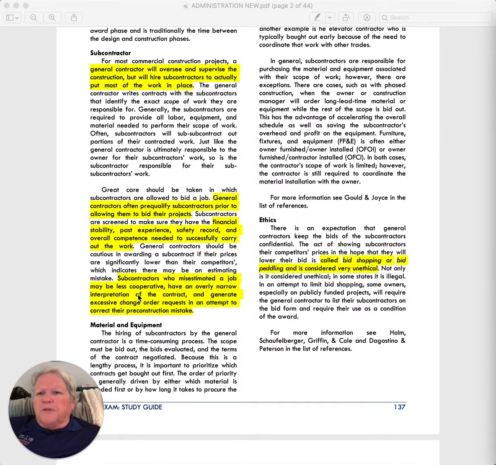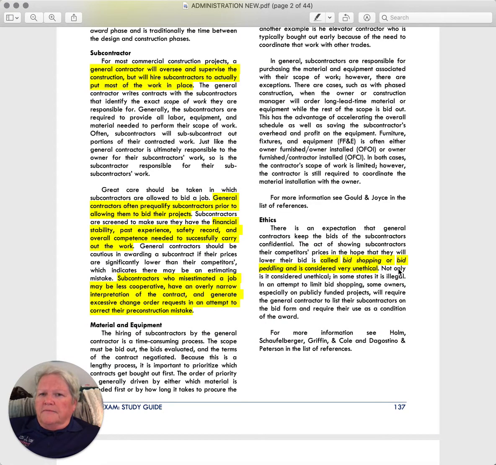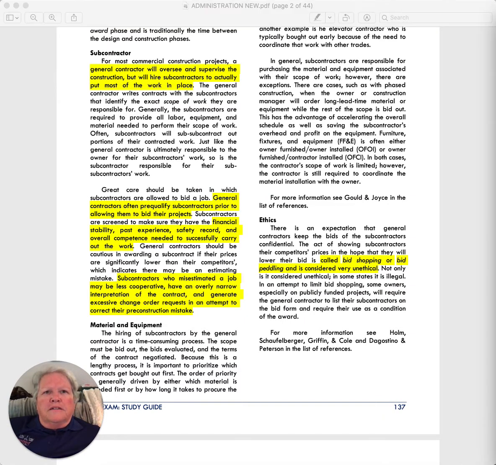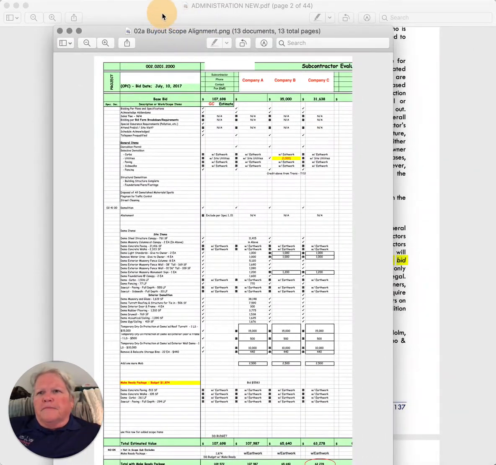Now, the next big thing that's talked about in here is ethics and pre-construction. So I want to make sure that everybody understands this concept here, bid shopping versus bid peddling. Shopping is a negative term, and it's a negative process. And it is where, and I'm going to bring in another exhibit here for you to look at.